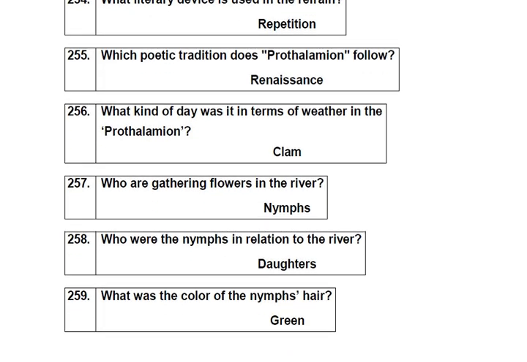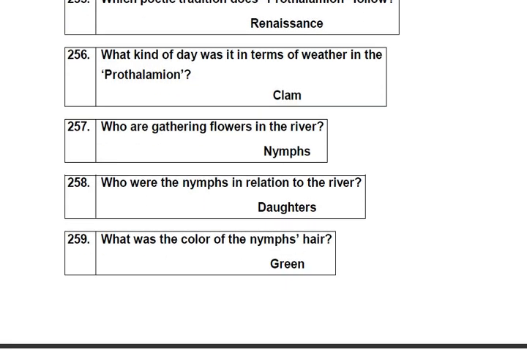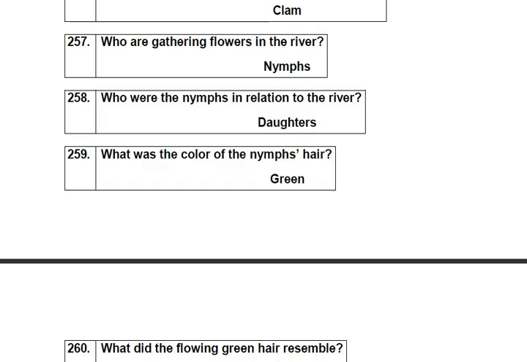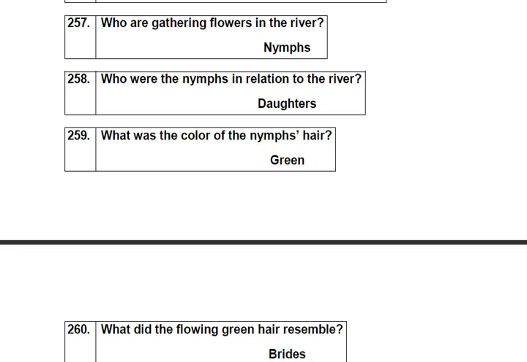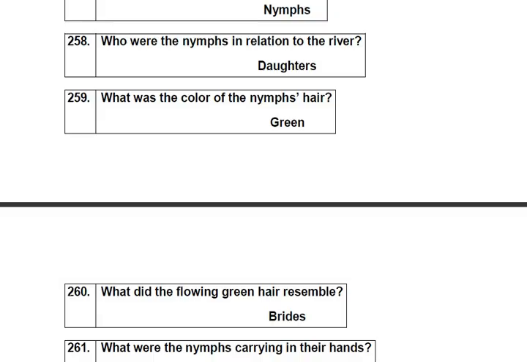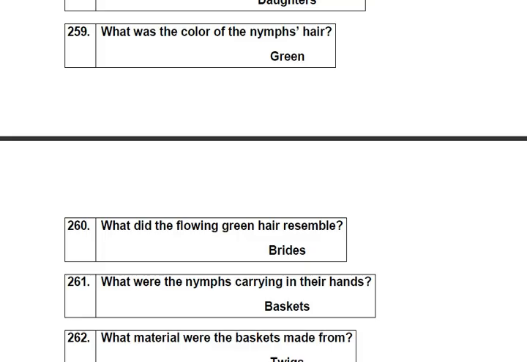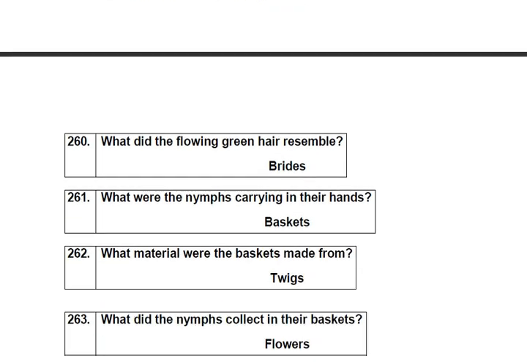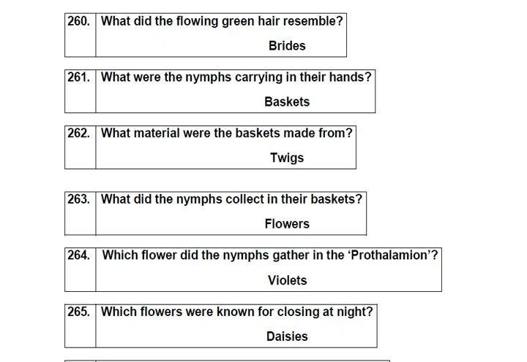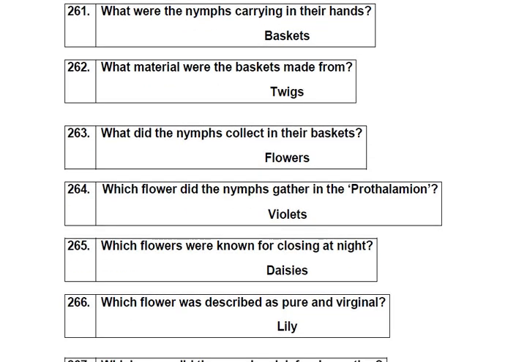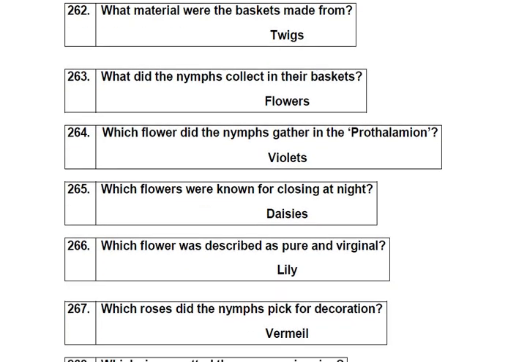What kind of day was it in terms of weather in the Prothalamion? Calm. Who are gathering flowers in the river? Nymphs. Who are the nymphs in relation to the river? Daughters. What was the color of the nymphs' hair? Green. What did the green hair resemble? Brides. What were the nymphs carrying in their hands? Baskets. What material were the baskets made from? Twigs.